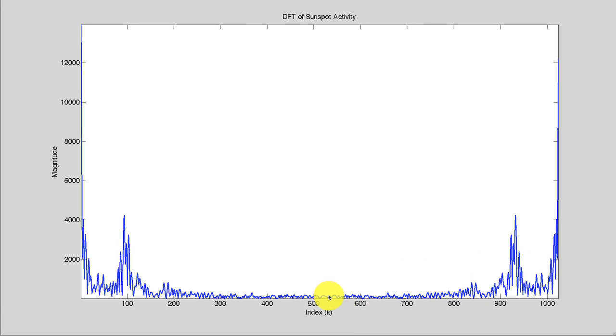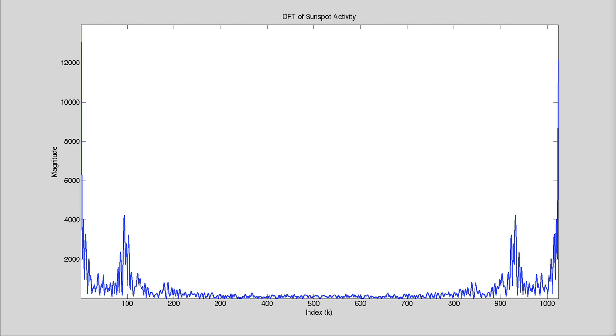It's the range from pi to 2 pi, which of course is the same as the range from minus pi to 0. We see a very large term in the vicinity of 0, and this corresponds to the average value of the time series, because when you're counting something, it's always going to be positive. Okay, so we have a fairly large average value. We can ignore that.